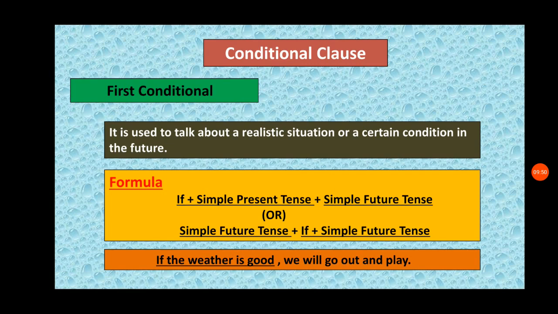Let's go to the exercise. If the weather is good, we will go out and play. So it is possible. How do we know that? First condition is realistic or possible. If the weather is good, we will go out and play. If the weather is not good, we won't come out. That is the real meaning. So it can happen, it might happen.